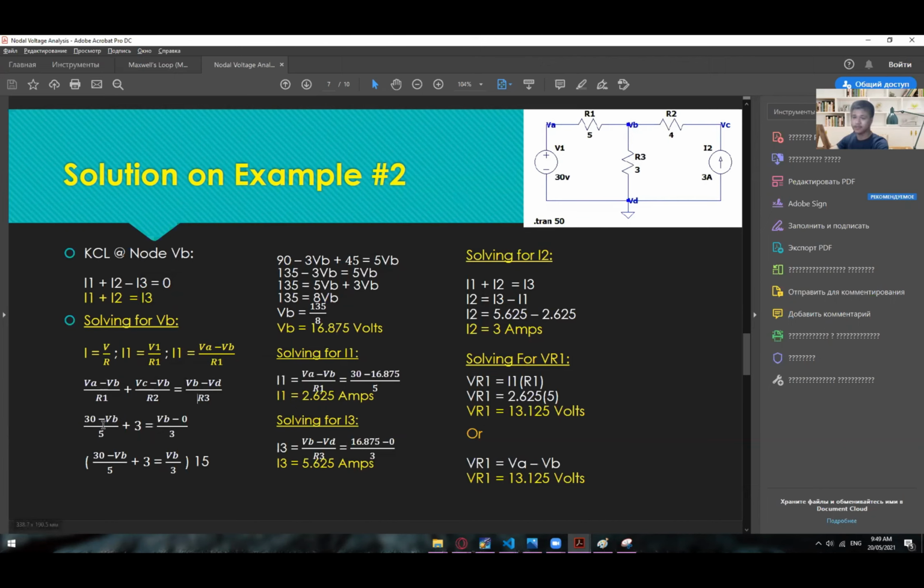VA is 30 volts, minus VB. We don't know VB, so we'll just leave it as it is. And R1 is 5 ohms, which is now this one. For the I2, notice that I2 is already given as a current, so we don't need this anymore. We can simply say that I2 is 3, which is why we have plus 3 right here. For the VB, just leave it as it is, since we don't know its value. And for the VD, just minus 0, divided by 3. Are we clear so far up to this point?